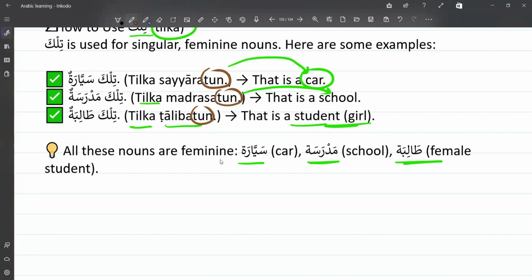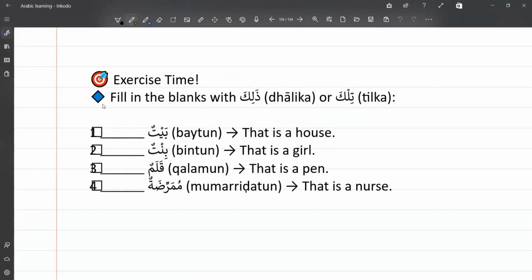So what we learned is that zalika and tilka both mean that. Zalika is used for masculine nouns, tilka is used for feminine nouns. Now here is a quick exercise for you guys.